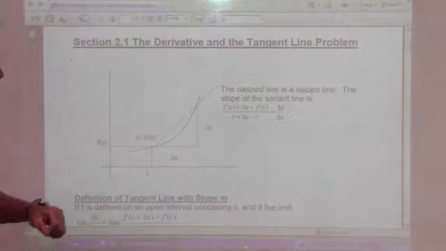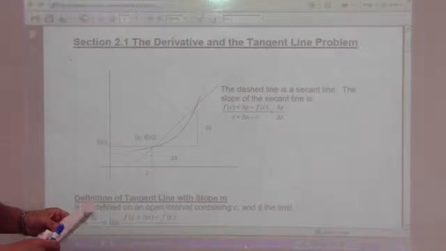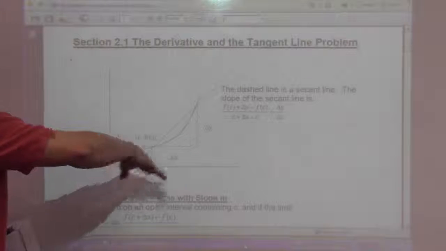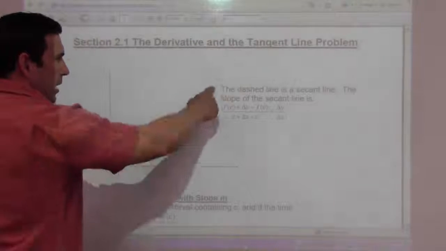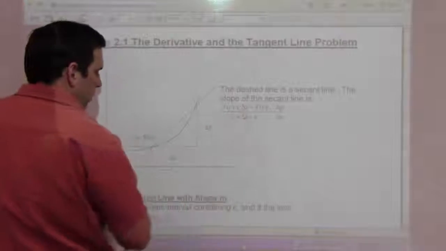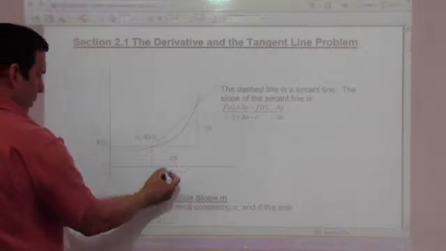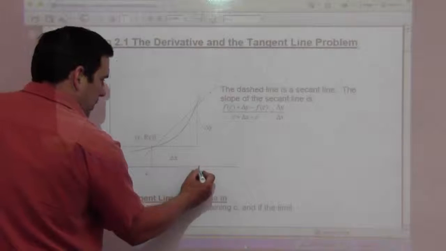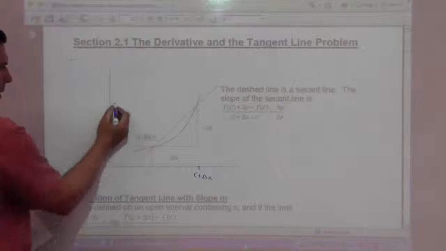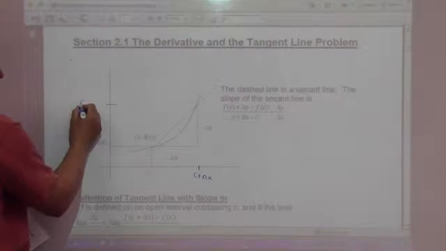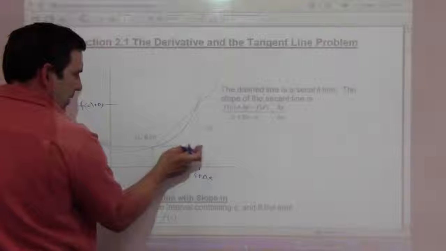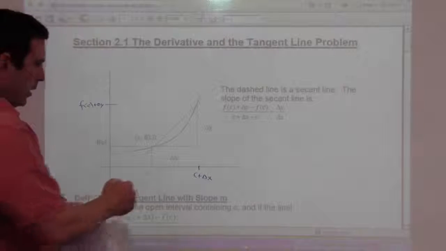Okay, derivative and the tangent line problem. So let's say we have, we've seen this kind of diagram before in section 1.1. So this dashed line is a secant line, and the slope of our secant line is f of c plus delta y. So let's see, what if we call this c, call this c plus delta x. Here's our delta x. Here's our f of c. Here's our f of c plus delta y. Here's our delta y. So here's f of c plus delta y brings us up there.